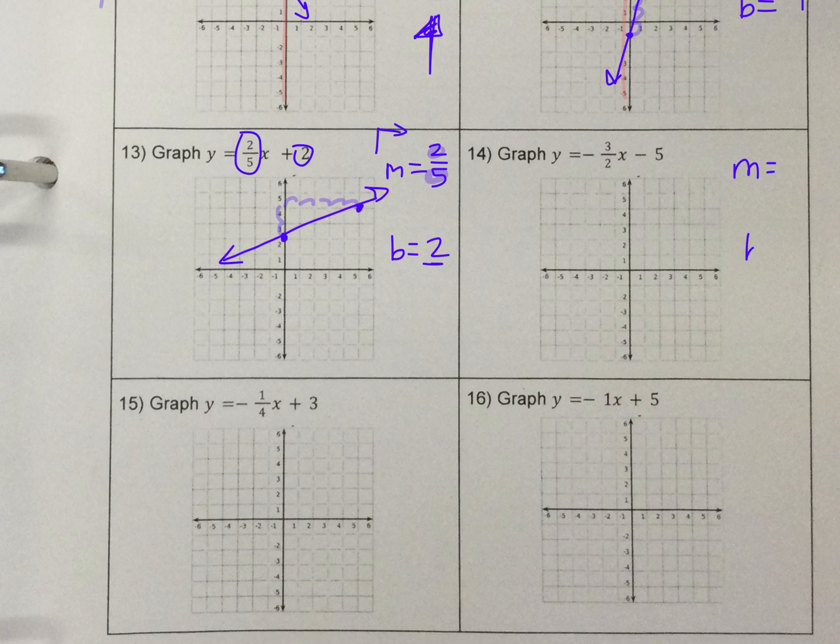M and b. My m is -3 over 2. That means I'm going to rise 3 and run 2 to the left. My b is a -5. So you always start with the b. I'm going to put a dot on -5. Now I'm going to rise 3. 1, 2, 3. I'm going to run 2 to the left because it's negative, 1, 2. New dot. Draw the line.